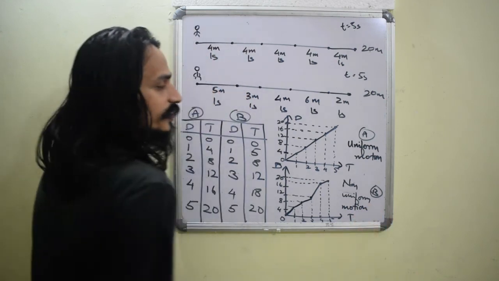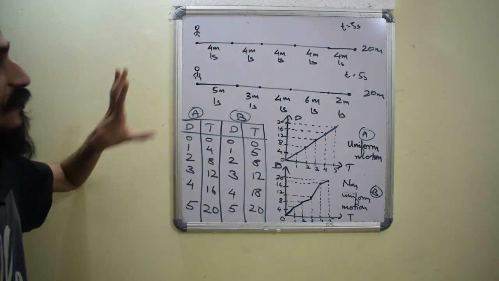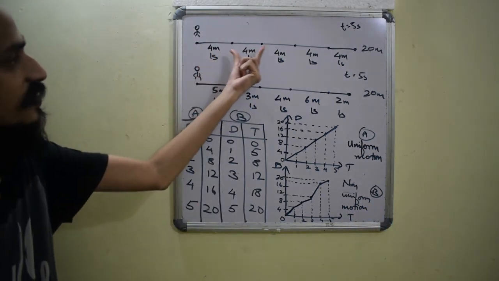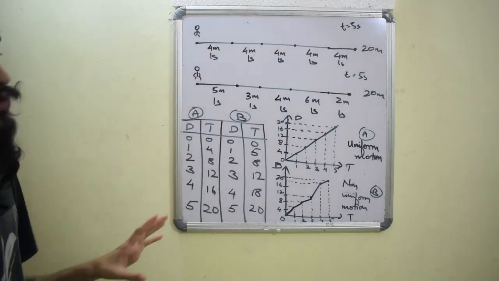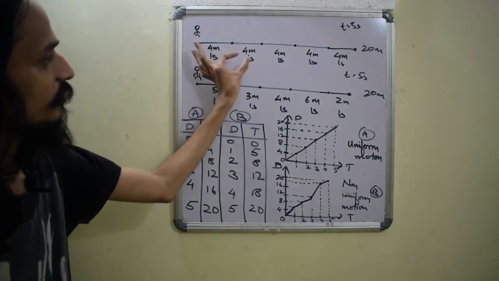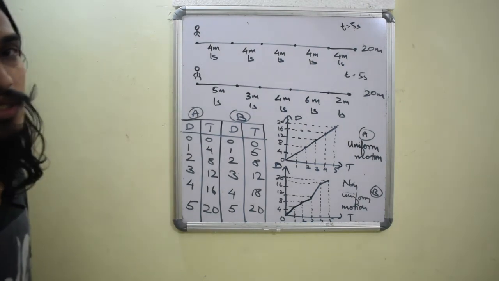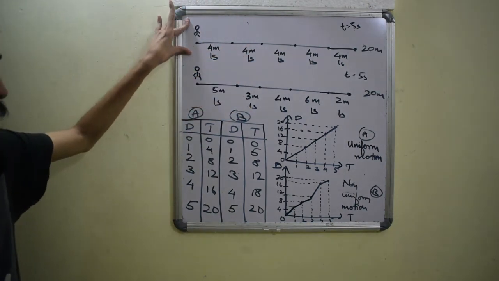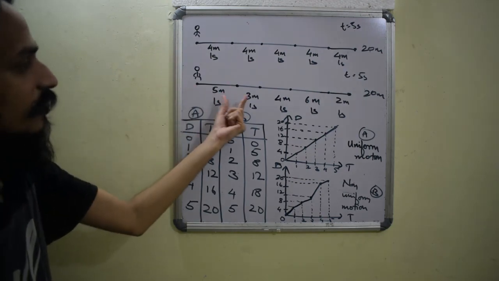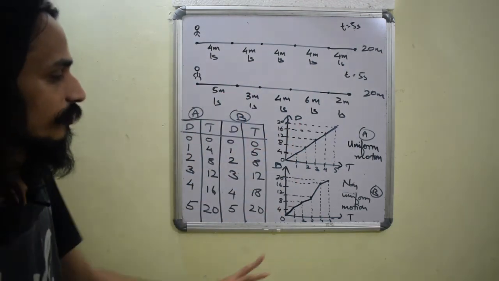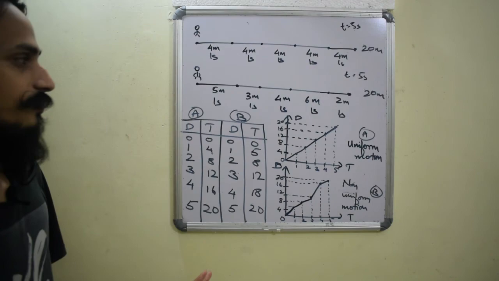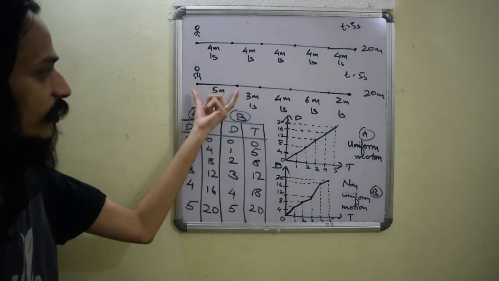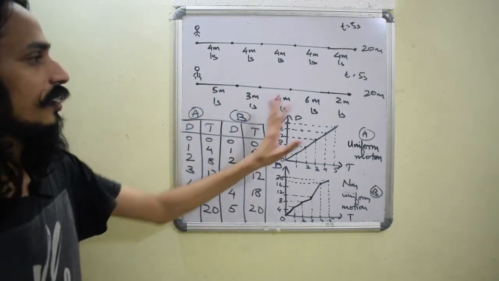So to put it simply, whenever an object covers equal distances in equal amounts of time, so you see the time frame is the same and the distance covered in it is the same, then this object is said to be in uniform motion. If it does not cover equal distances in equal intervals of time, it is not uniform motion. Okay, like 1 second, but one is 5 and one is 3, right?